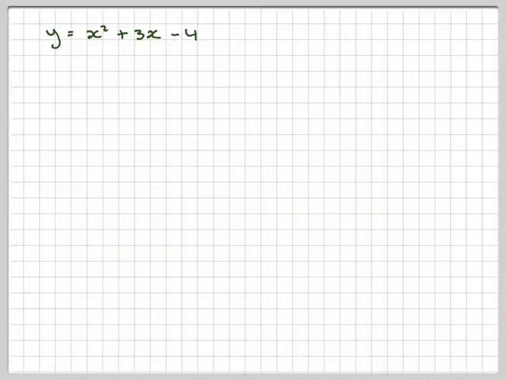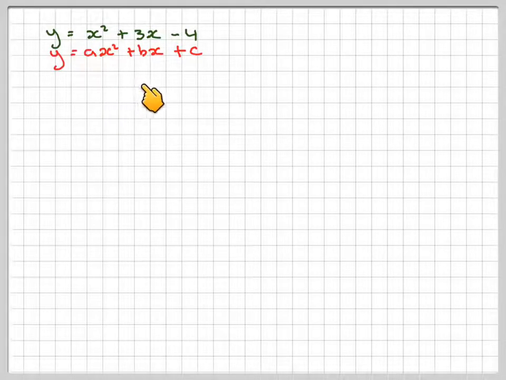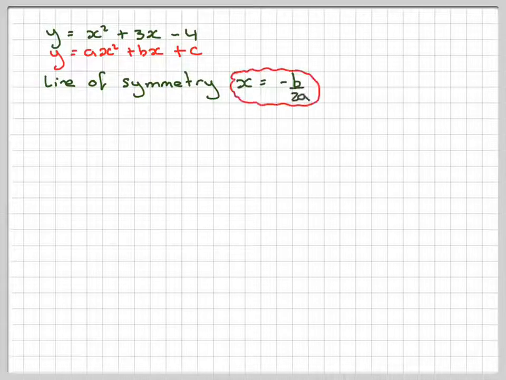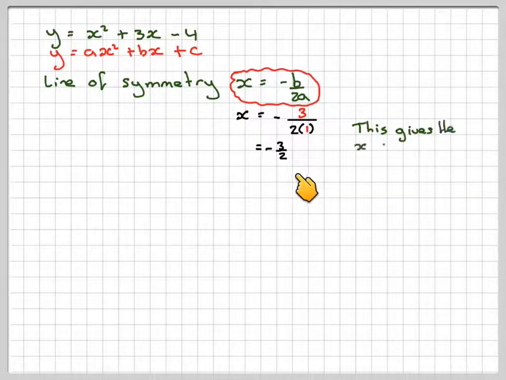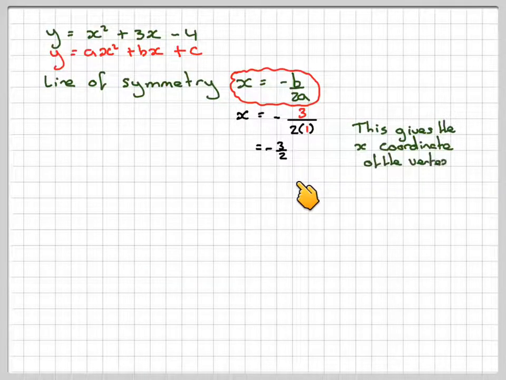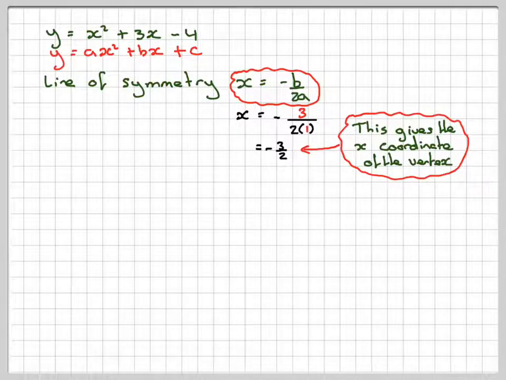So writing down that function graph again, and right underneath it, y is equal to ax squared plus bx plus c. This is the general form of a quadratic. Now the line of symmetry of a quadratic, and remember I told you quadratics are symmetrical, is minus b over 2a. So b is 3, so we'll want minus 3 over 2 times a, and a is 1. So that gives me minus 3 over 2. That actually gives me now the x-coordinate of the vertex.